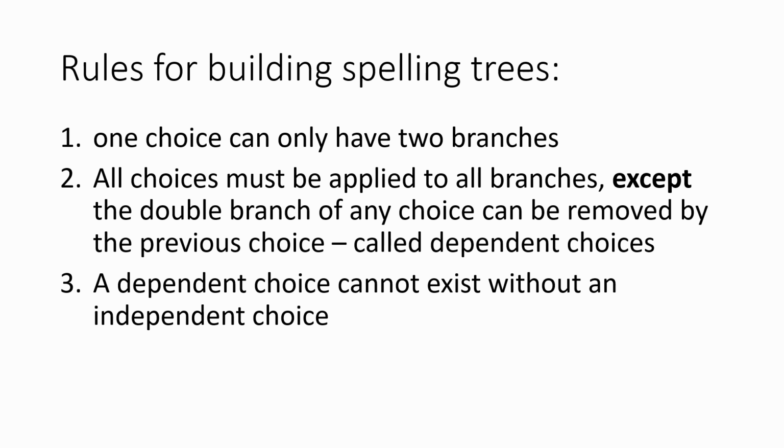All choices must be applied to all branches, except the double branch of any choice can be removed by the previous choice, and this is called a dependent choice. And a dependent choice cannot exist without an independent choice. So let's talk a little bit about why these are the way that they are.